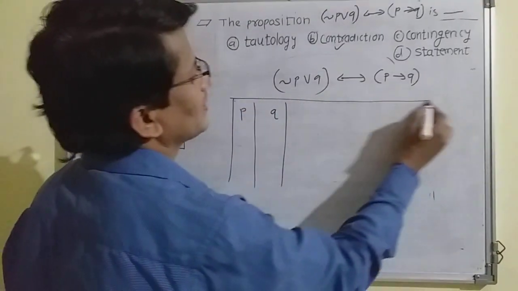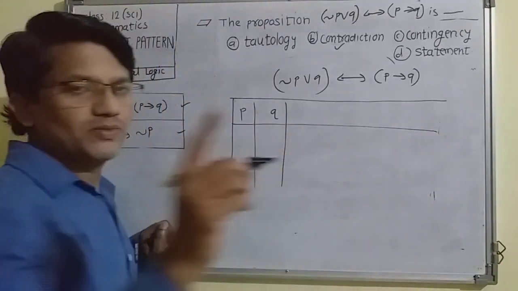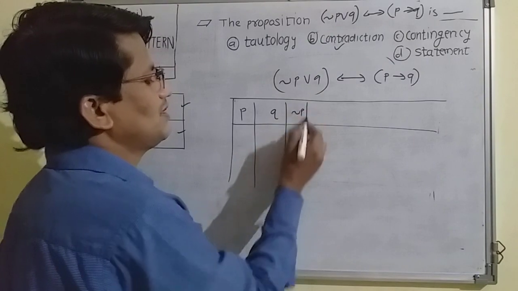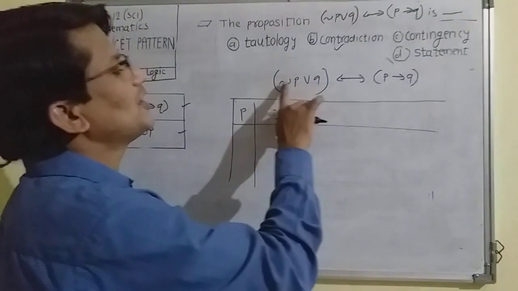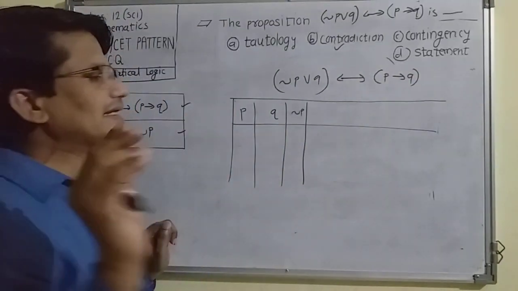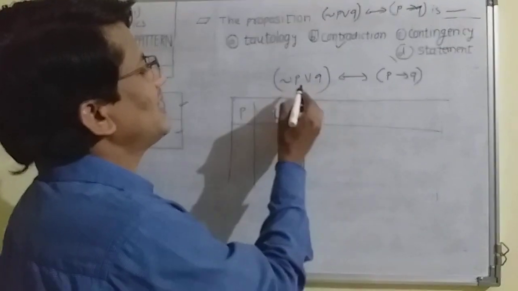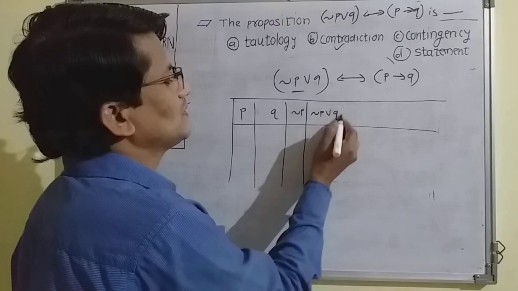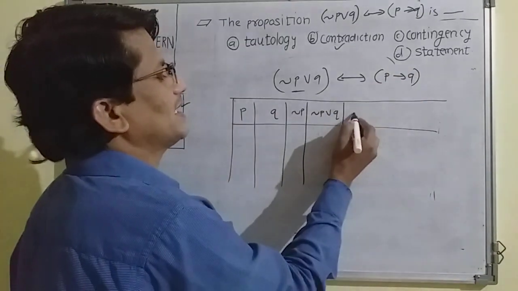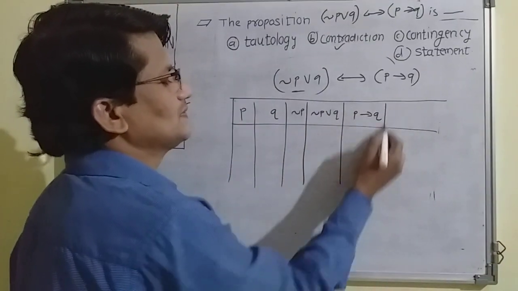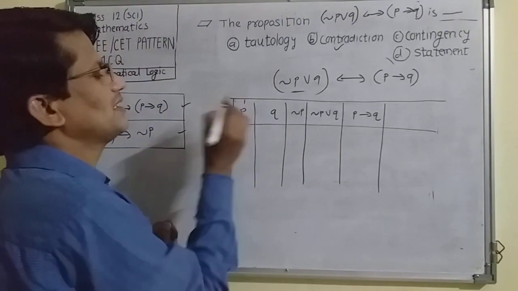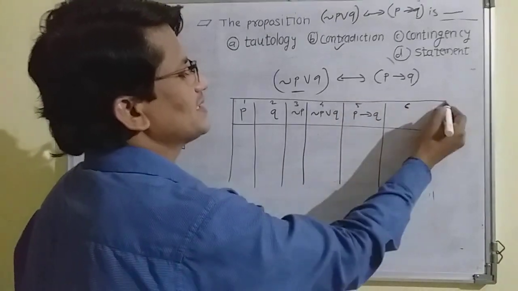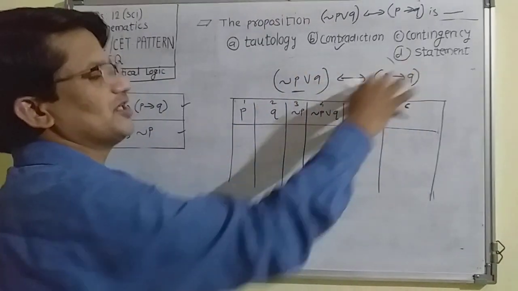Okay, then observe negation P. Yes, here it is. Negation Q is not here, so no need to write it. After that, first bracket, negation P or Q. Then last bracket, P implies Q. Okay, I am giving numbers 1, 2, 3, 4, 5. Column number 6 contains the combination of these two.